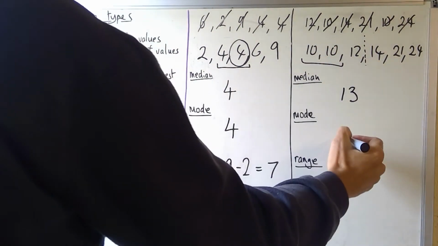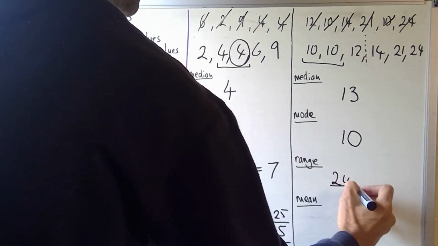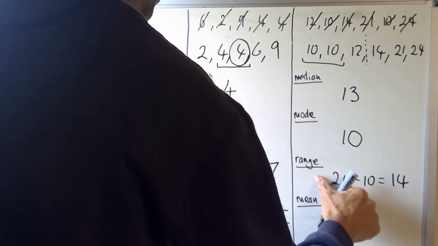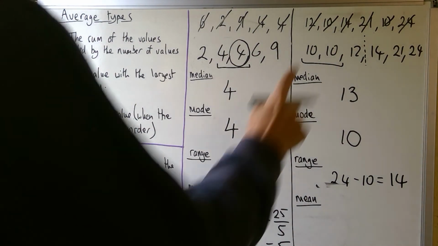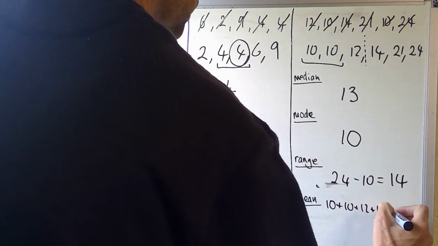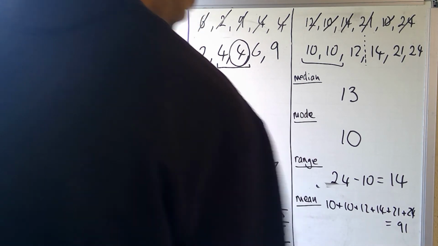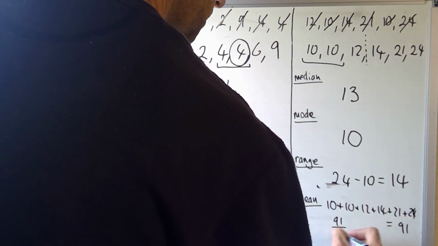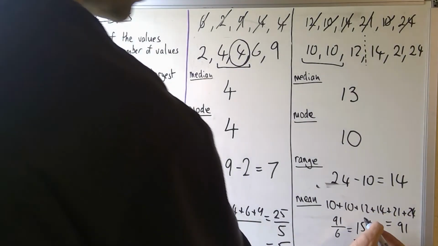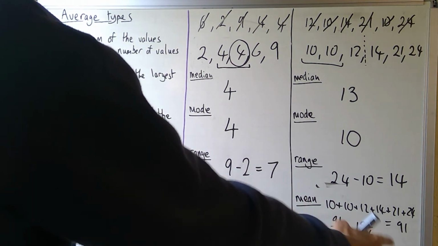The mode, there's 2 10s, that's simple enough there. The range, 24 subtract 10 is 14. And the mean, if you add all those numbers together, 10 plus 10 plus 12 plus 14 plus 21 plus 24, that comes to 91. So 91 divided by 6 is 15, with 1 left over, so 15 and 1/6. Notice the mean does not have to be a whole number. In fact, more often than not, it'll turn out to be a fraction or a decimal.